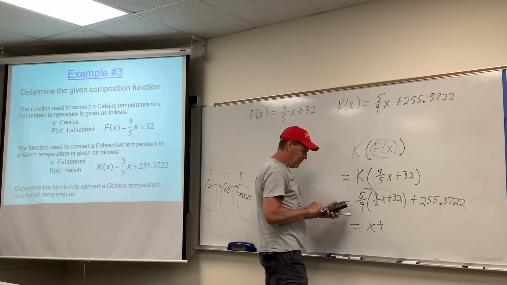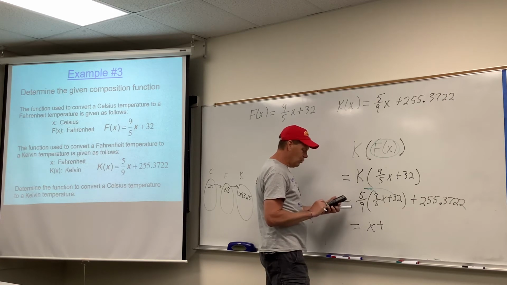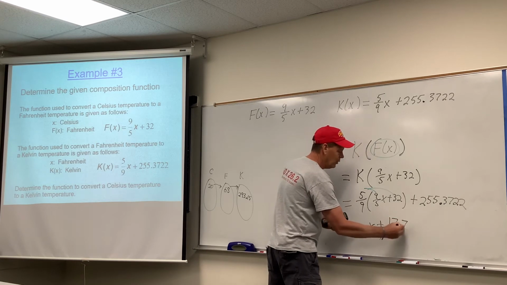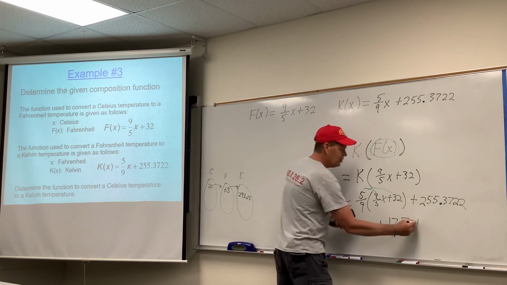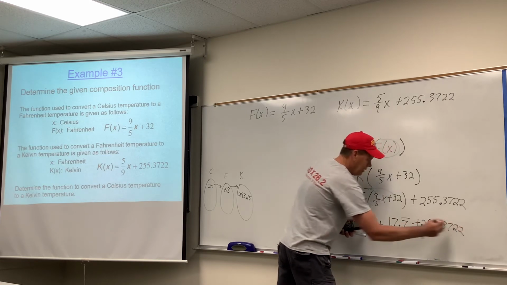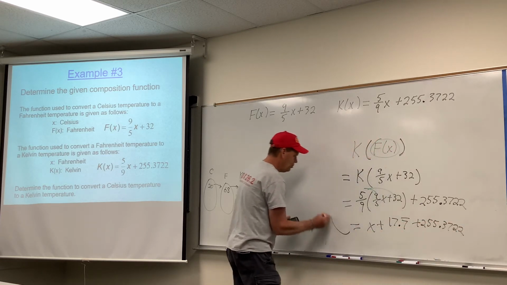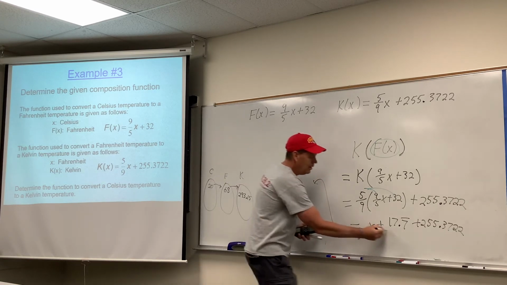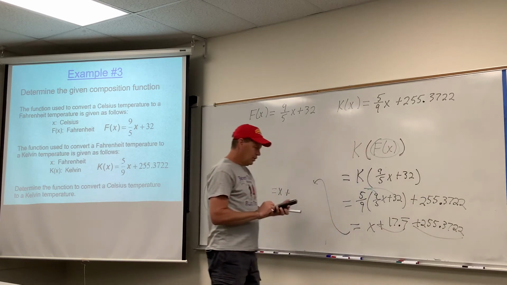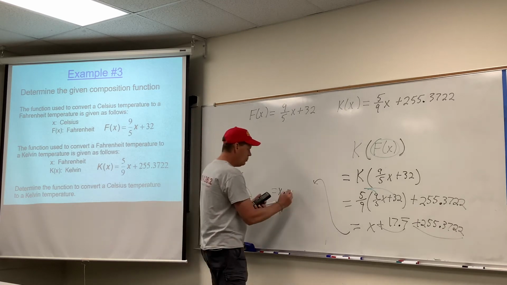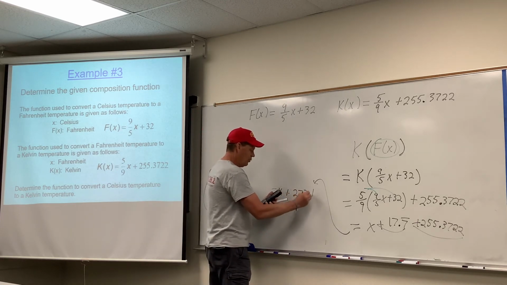Plus, all right, let's see, 5 divided by 9 times 32. So that gives us this 17.7 repeating, plus 255.3722. And then finally, let's put this up over here, x plus, let's add those numbers together. So that 17.7 that's in the calculator plus 255.3722 comes out to be approximately 273.15.